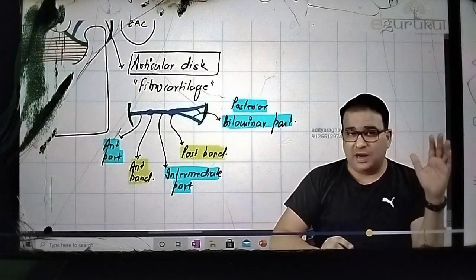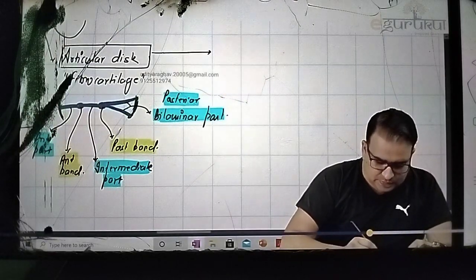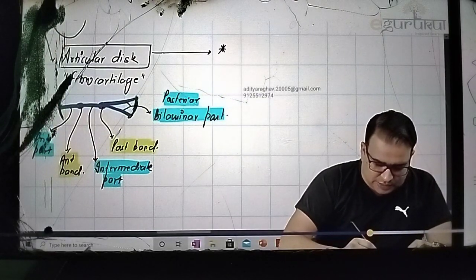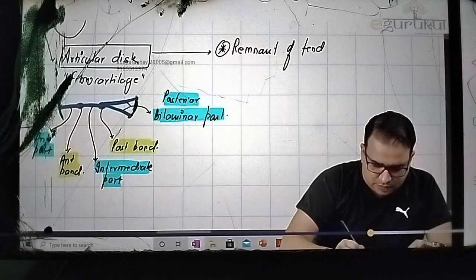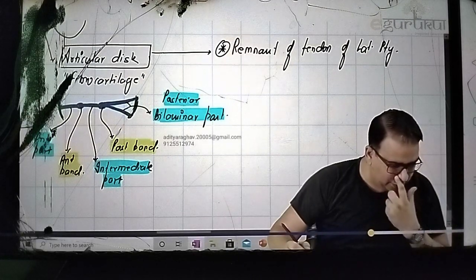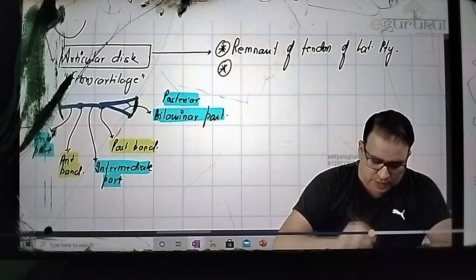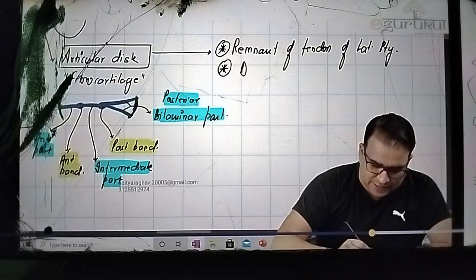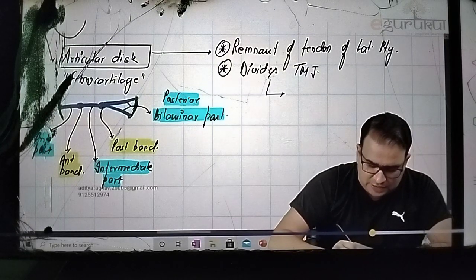Now we said, what is the advantage of the articular disc? The main thing is, first of all, one important thing we said is that it is the remnant of the tendon of lateral pterygoid. Number two, it divides the temporomandibular joint into two joint cavities.